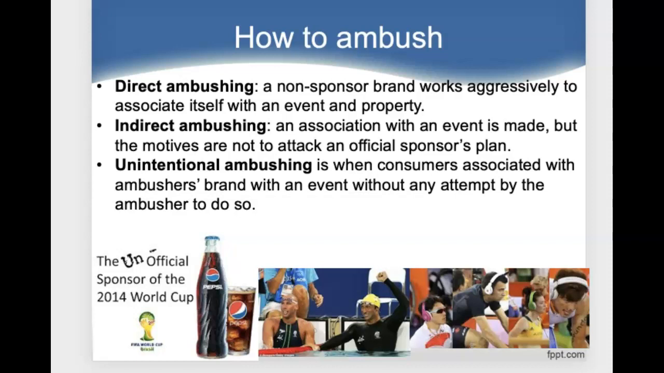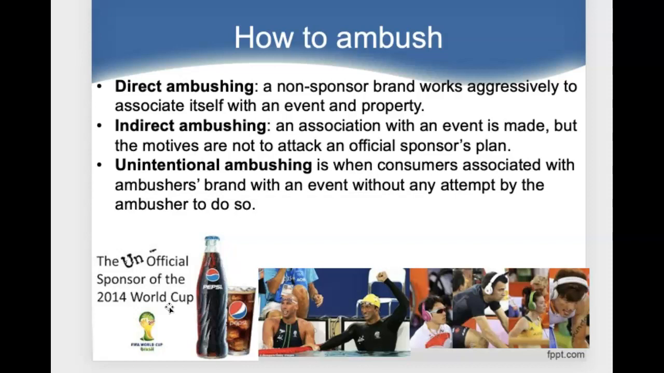One example is Pepsi. Pepsi was an unofficial sponsor of the 2014 FIFA World Cup. This is very aggressive, because most ambush marketers are not going to use the event's logo, because there are a lot of rules.